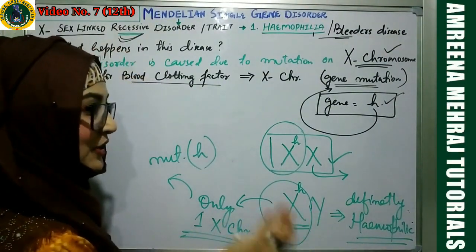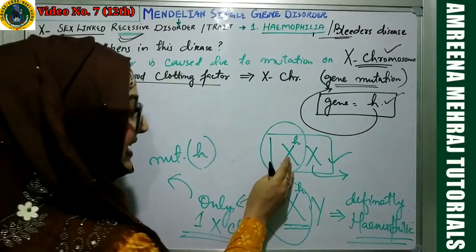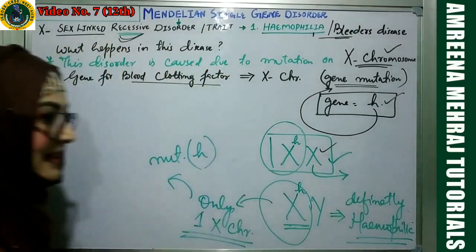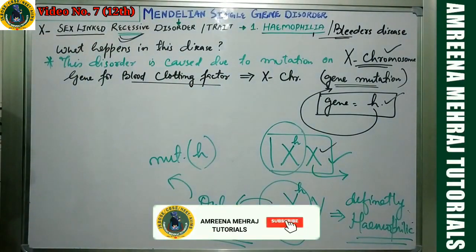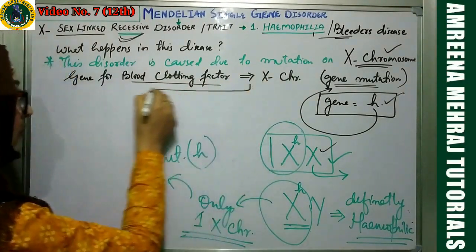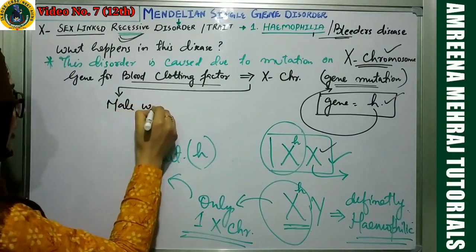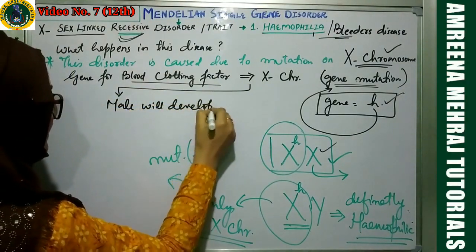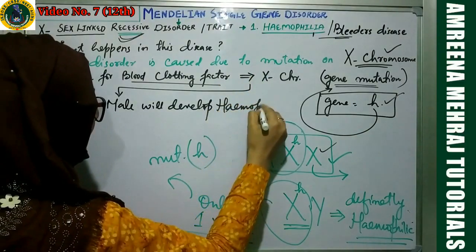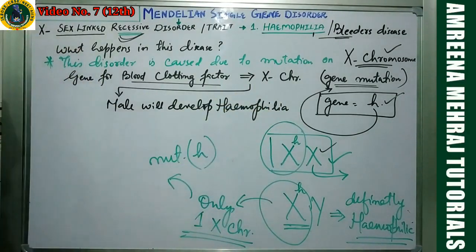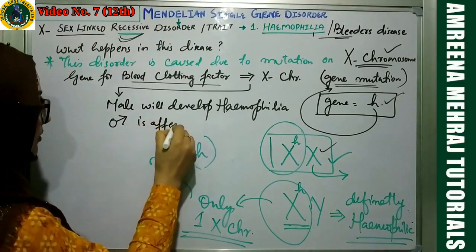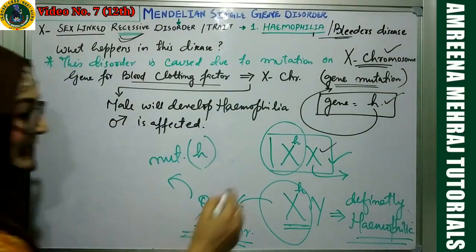And this mutation is going to get expressed in the male. Female is safe because the gene itself is recessive, meaning the mutation form is recessive. The dominant gene will check the expression and she will be able to synthesize the blood clotting factor. So you got to know that since the X chromosome is involved, male will develop hemophilia. So who are going to be affected with these diseases? Generally, male is affected. Female is safe in this condition.